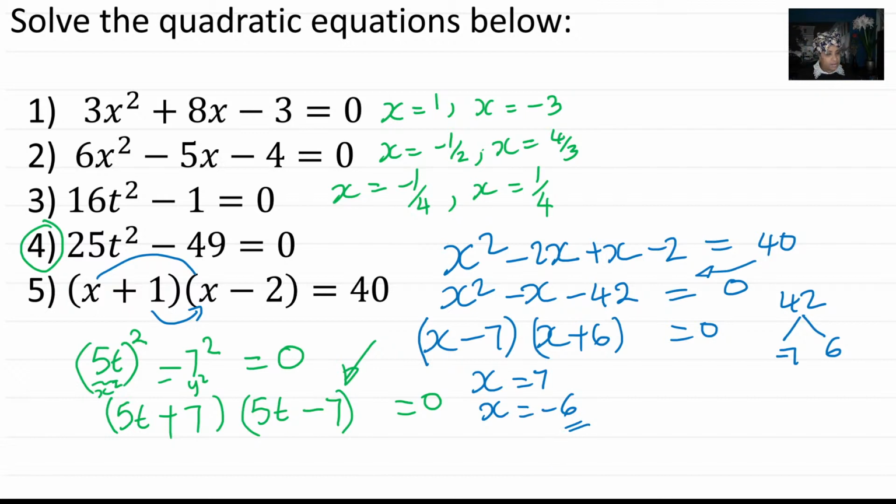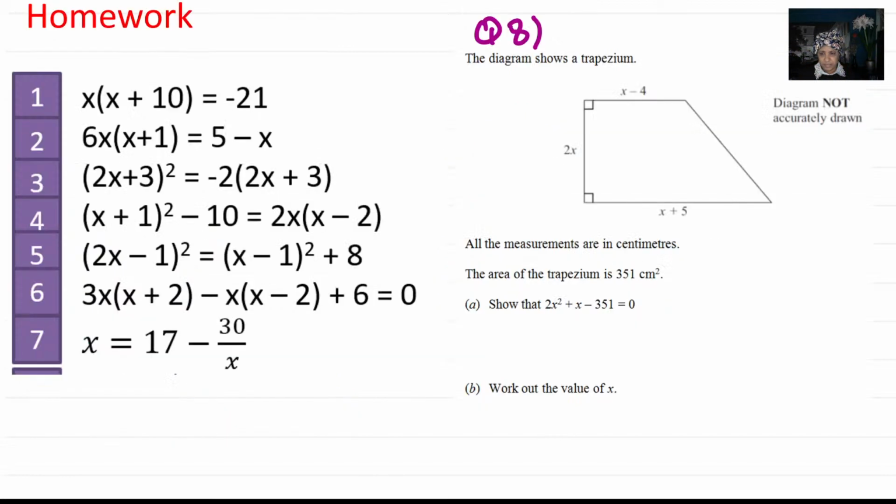All right, guys, I'm now going to show you your homework, okay? And in this homework, there is a question which is more like a form 4 question, but you can do it if you are good with this. You just need to apply. So here we go.